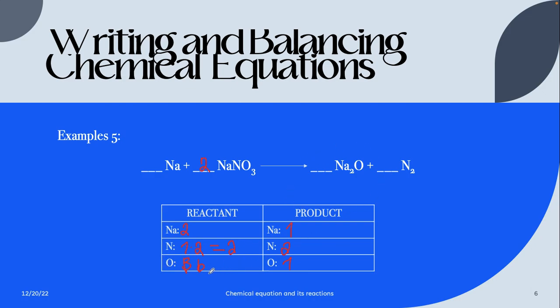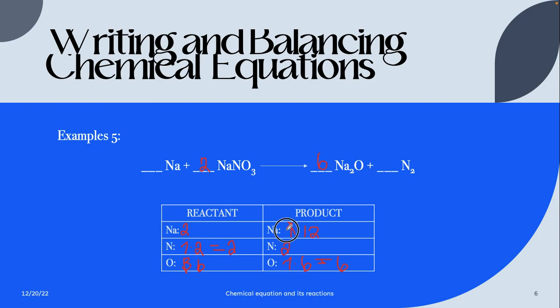And now we need to balance the oxygens. Since we have 6 oxygens on the reactant side, we want 6 on the product side. So let's multiply this by 6 to give you 6. So here we're going to put our 6 here. And now whatever effects we need to place, 6 times 2 will give you 12. So instead of 2, we're going to have 12.